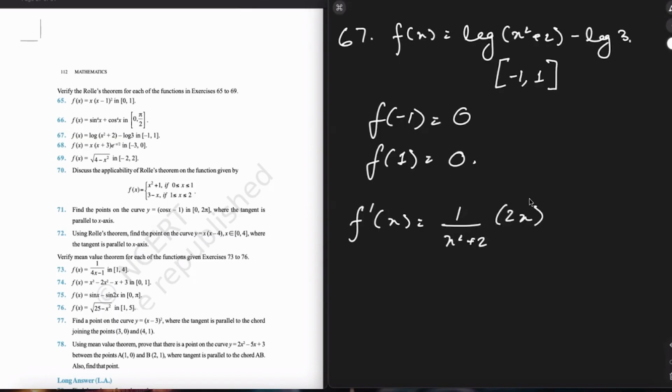Alright. And log 3 will be 0. So the only way for this to be equal to 0 is x is equal to 0. So this is your c. c equal to 0 is the only point that you have got.